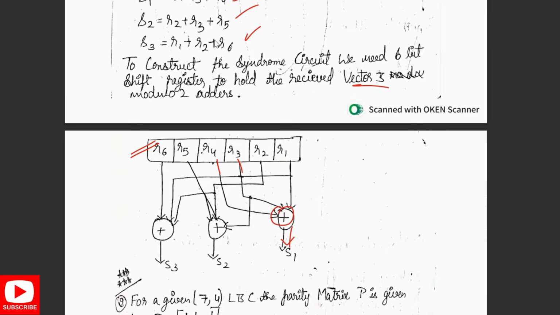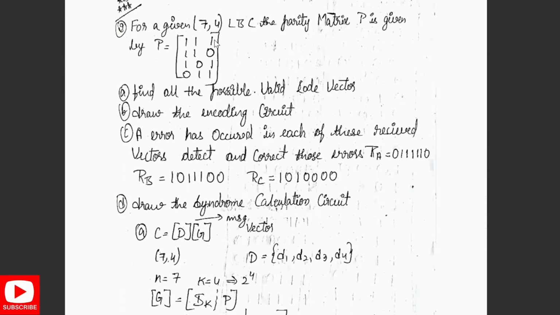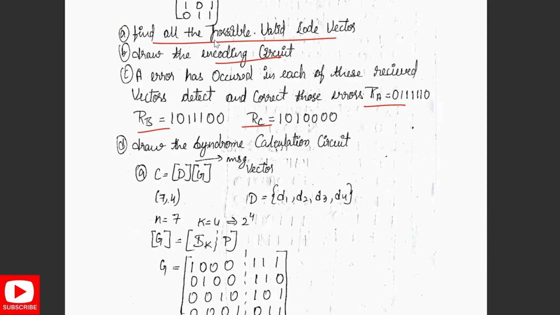Similarly, S2 and S3. So the next question is 7, 4, and here the parity matrix of a linear block code is given. You need to find all the possible valid code vectors, the encoding circuit, and the errors. RA is given, RB is given, RC is given. You have to draw the syndrome calculation circuit. So this question covers everything, and this is super important.